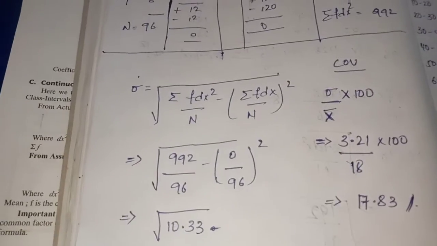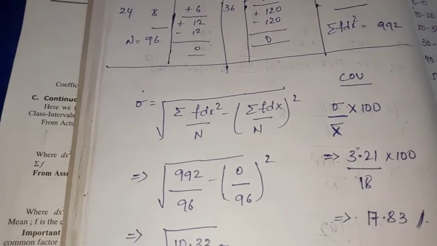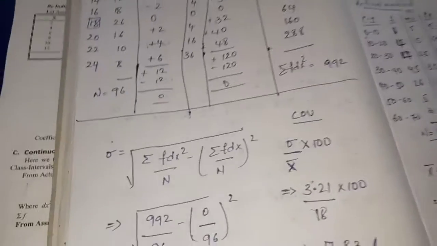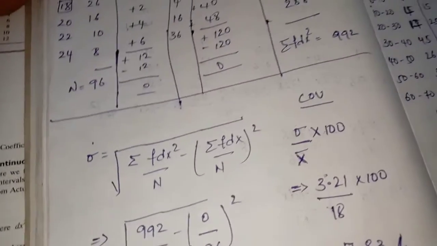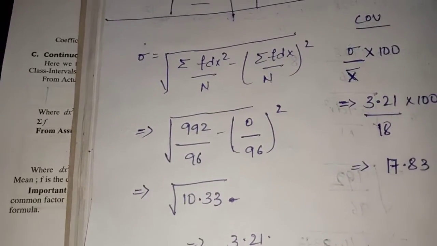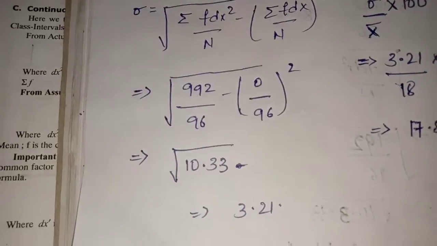You have to apply here the formula: square root of summation f dx square by n, that is 992 divided by 96, square root. You will get 10.33, and the root of 10.33 is 3.21.